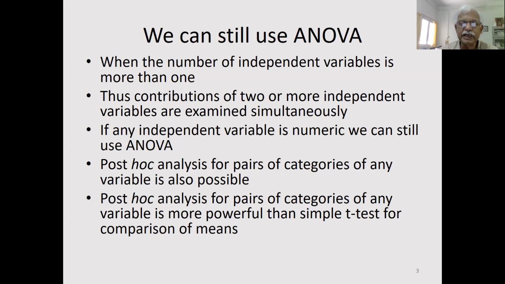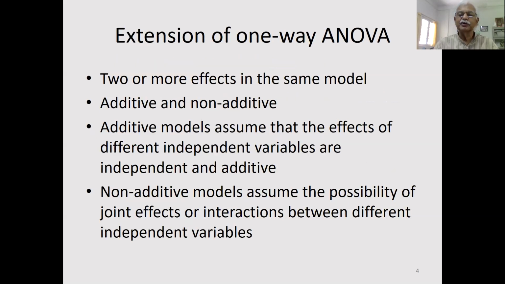It can be used for post hoc analysis for pairs of categories of any variable. This post hoc means that initially we apply analysis of variance, one way or two way, with or without interaction, for a test of the null hypothesis that the effects of all the categories of an independent variable are the same. But later on, we can do many more types of analysis, and we can even compare categories pairwise. This all becomes part of post hoc analysis.